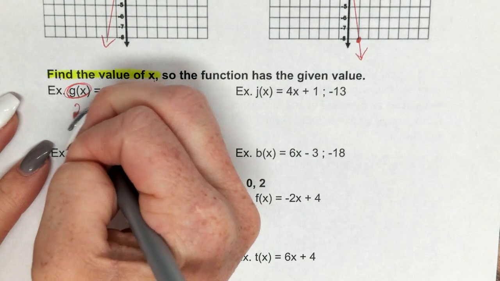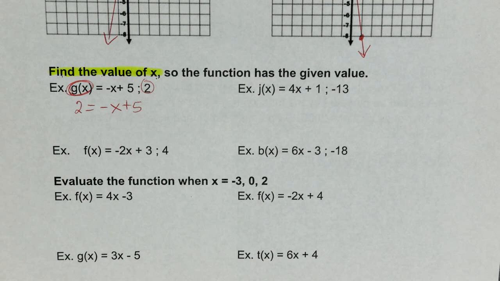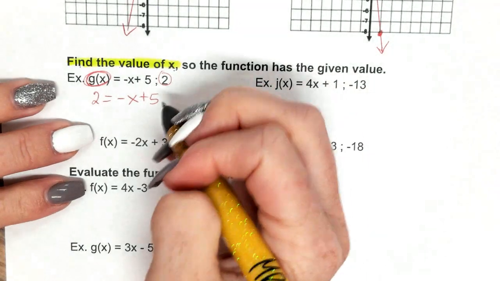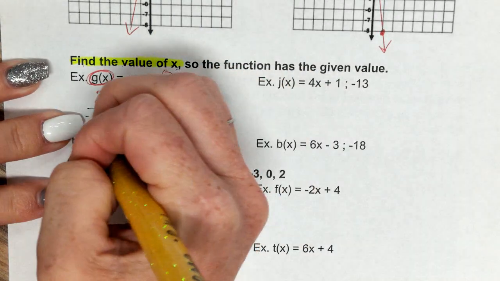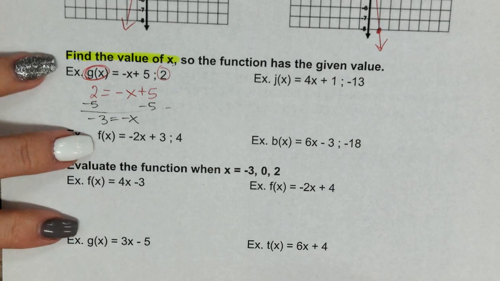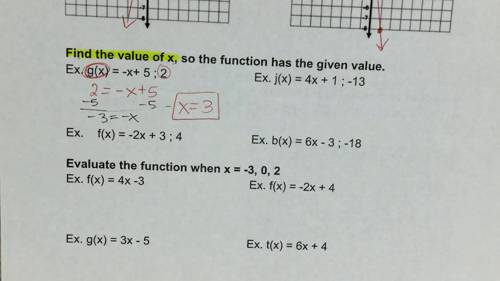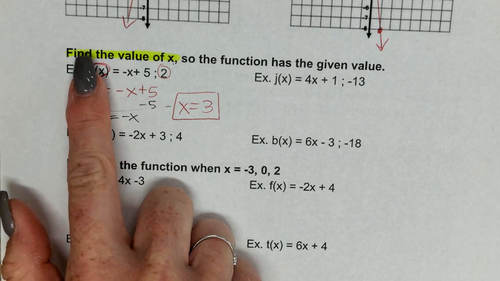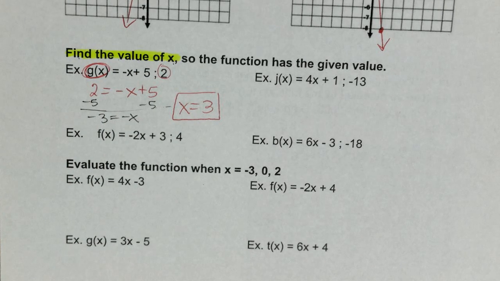So I'm going to say 2 equals negative x plus 5, and then solve this equation. How would I get rid of plus 5? Minus 5. So I have negative 3 equals negative x, which turns it to a positive 3. So x equals 3. Does everybody understand why I did not plug in for x? Because what did it say? Find x. That means I'm not going to plug in for that. I'm going to solve for x.